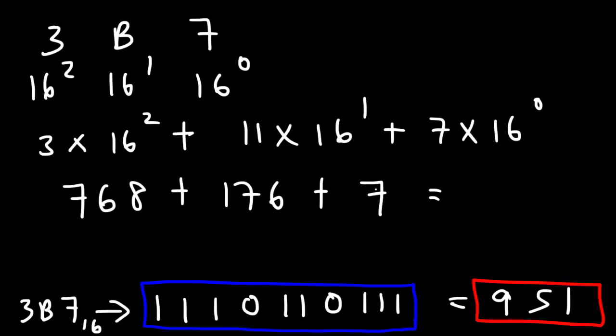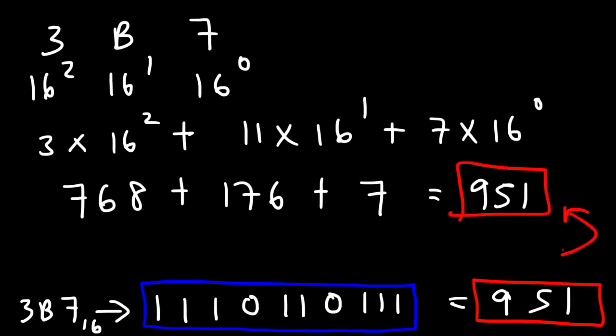So if we add 768 and 176, that's going to give us 951. The fact that these two are the same means that we did it correctly. So this is indeed the binary value for 3B7.